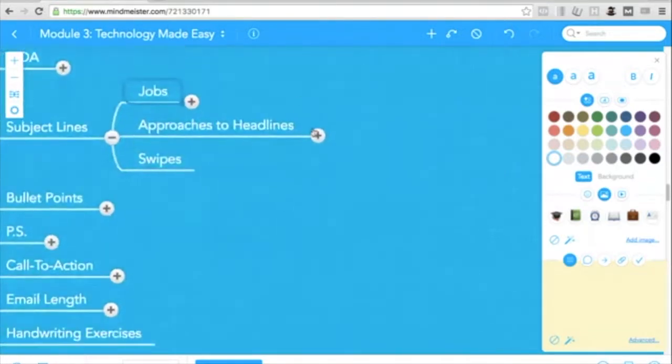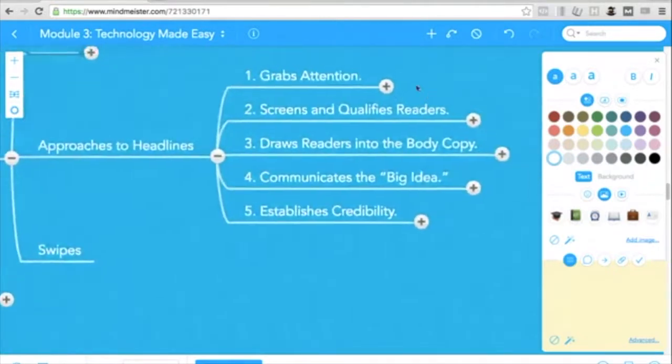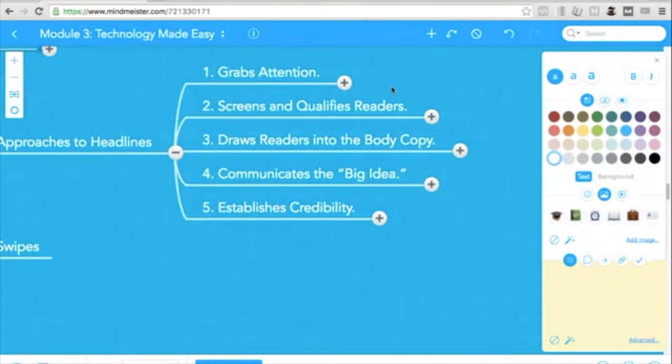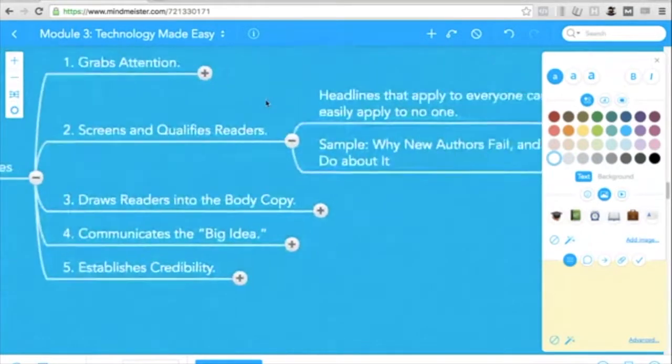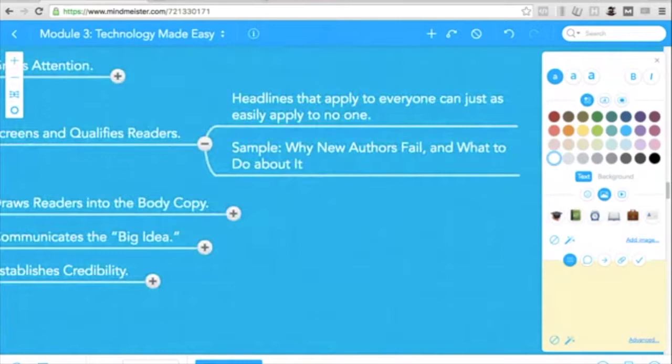Okay? With the approaches ng headlines, of course, we mentioned about grabbing attention. It also screens and qualifies readers. So headlines that apply to everyone can just as easily apply to no one. So, sample, why new authors fail and what to do about it. Right? So, kumbaga, kung author ka, sa pool sa'yo yan. And kung yung product mo is about to help authors, gusto mo, ang magpapasa ng emails mo are authors. Di ba? Kaysa masayang oras ng ibang tao na hindi naman interested. So, it's part of qualifying your readers.